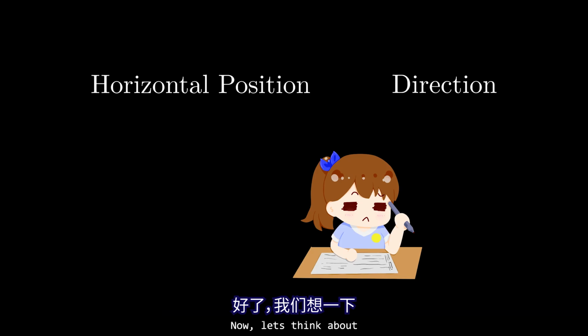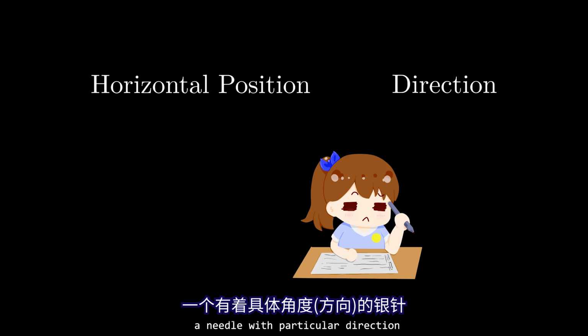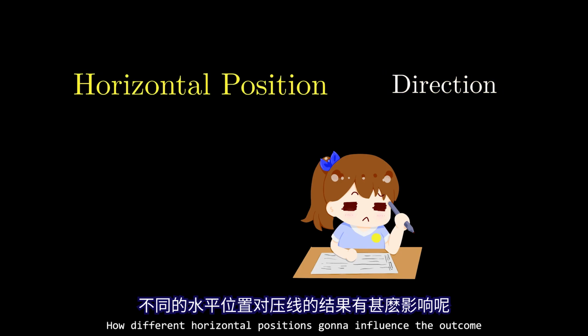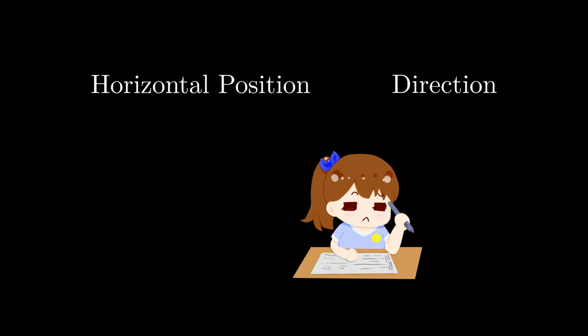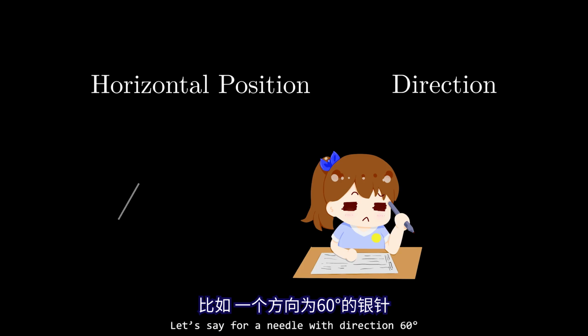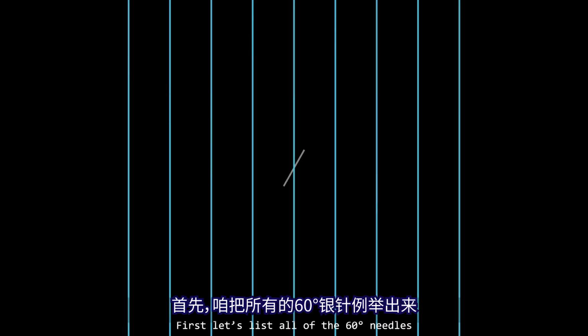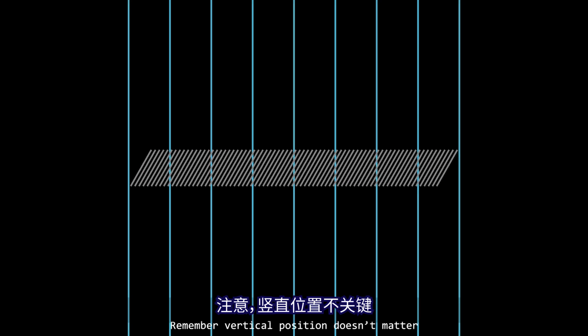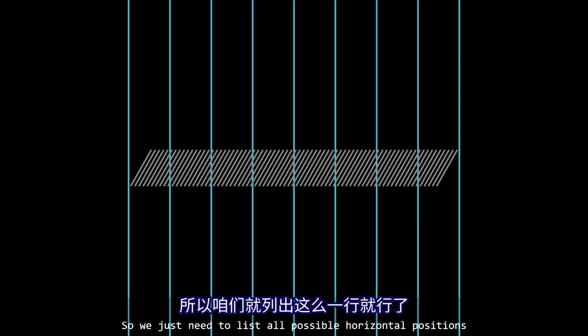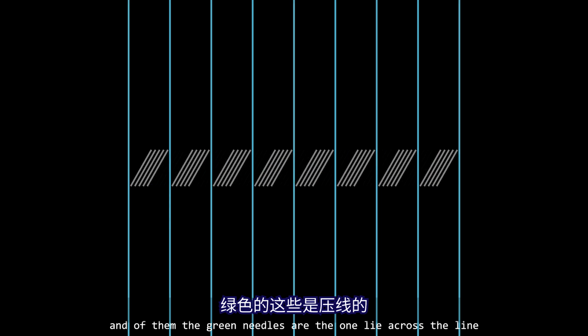Now, let's think about, for a needle with a particular direction, how different horizontal positions are gonna influence the outcome. Let's say for a needle with direction 60 degrees, what is the probability that it will lie across the line? First, let's list all the 60-degree needles. Remember, the vertical distance doesn't matter, so we just need to list all possible horizontal positions. And of them, the green needles are the ones that lie across the line. I have marked them up in green.